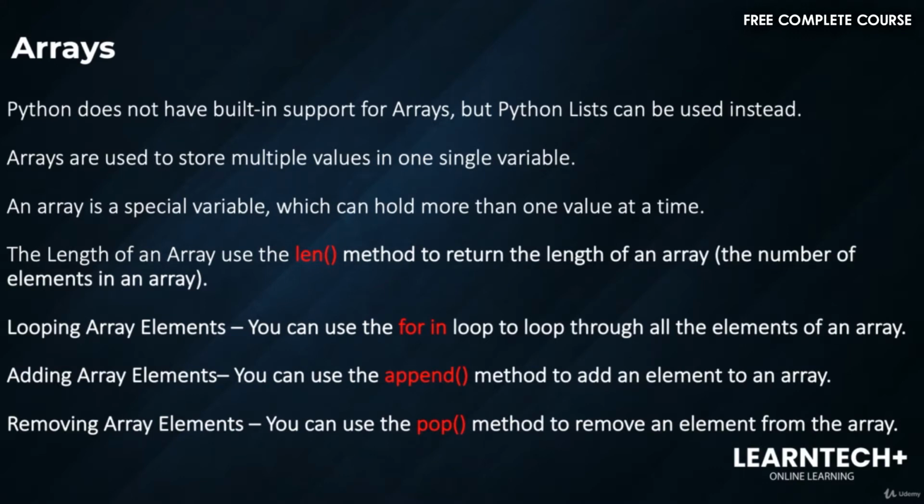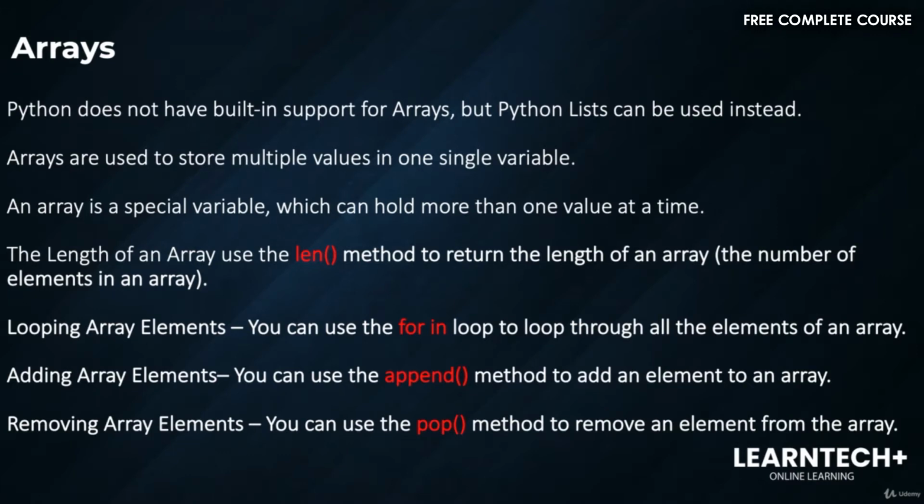I'm just kidding. Python does not have built-in support for arrays, but Python lists can be used instead. Arrays are used to store multiple values in a single variable. Very powerful and a terrific tool for programming, okay? An array is a special variable which can hold more than one value at a time. For the length of an array, use the len method to return the number of elements in an array, okay?